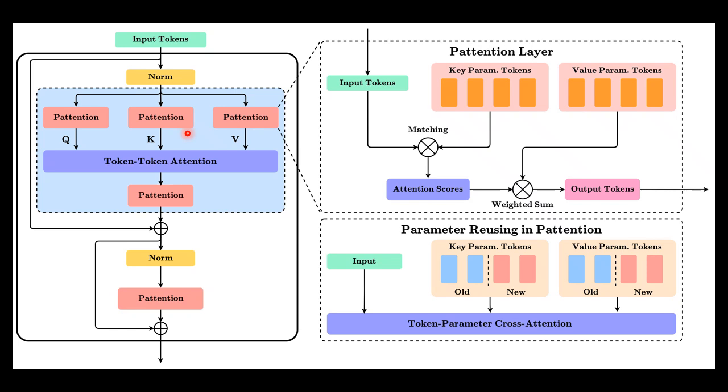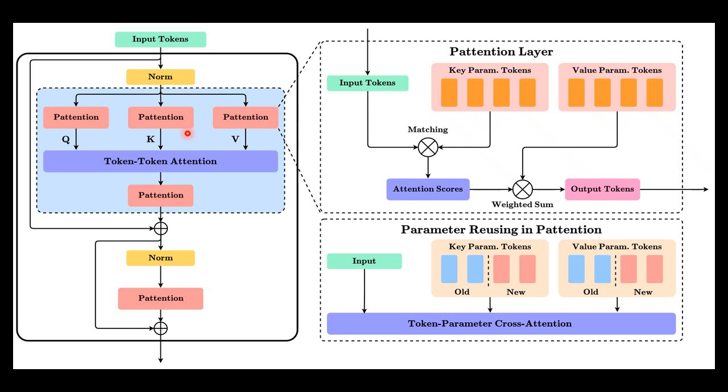So the natural question is, can we rethink how tokens interact with parameters? This is where TokenFormer comes in. The key idea of TokenFormer is actually much more radical than just replacing the MLP. What TokenFormer does is, it says, why are we using attention for token-token interaction but linear layers for token parameter interaction? Why not use attention for both?